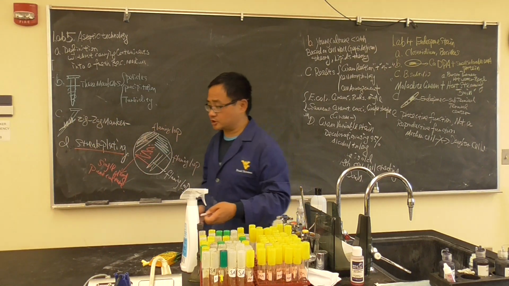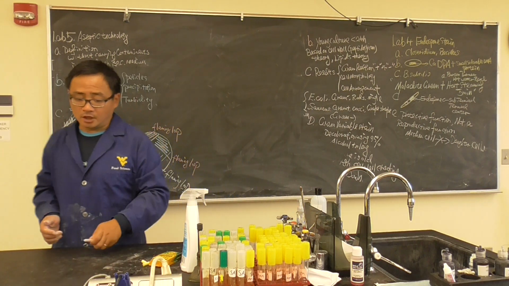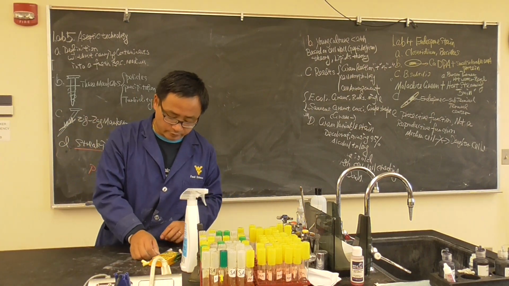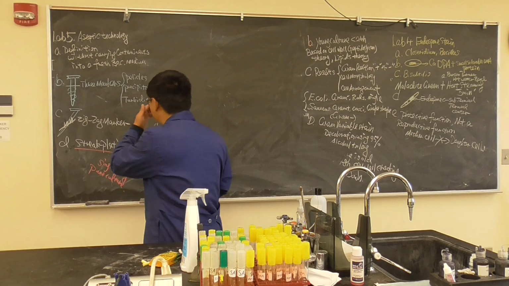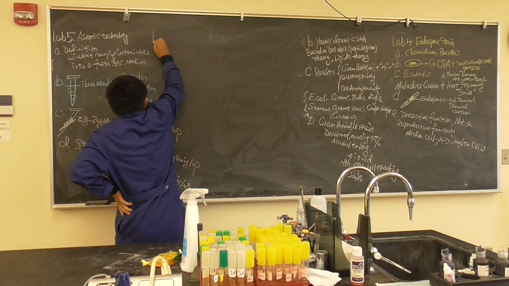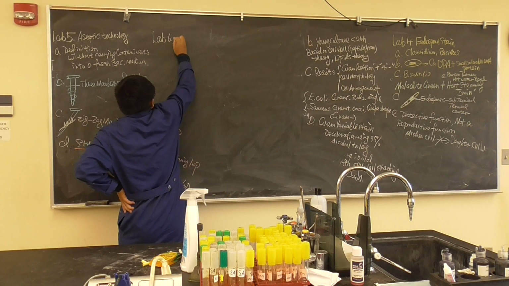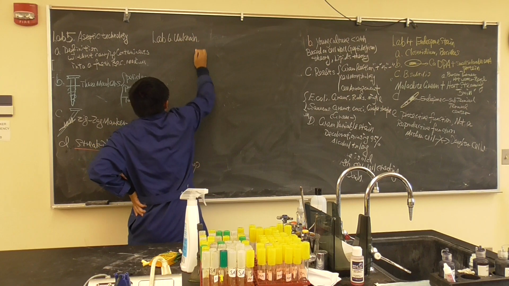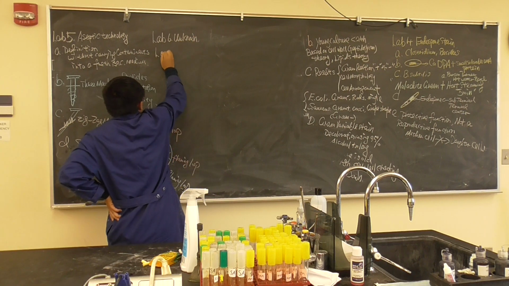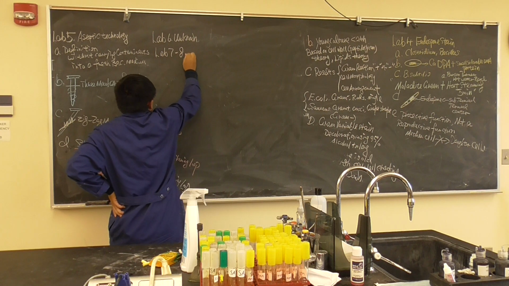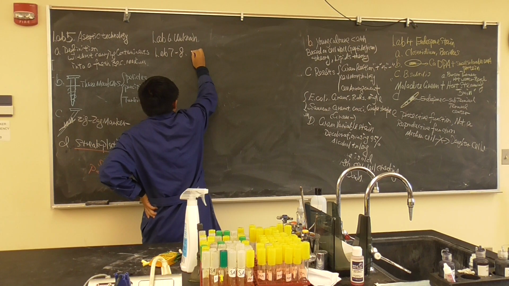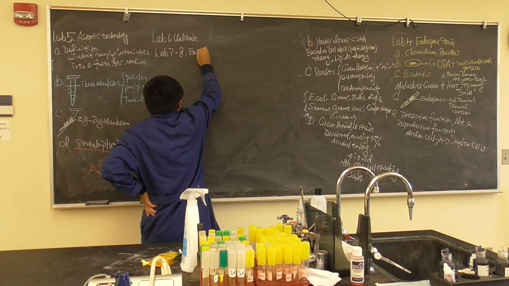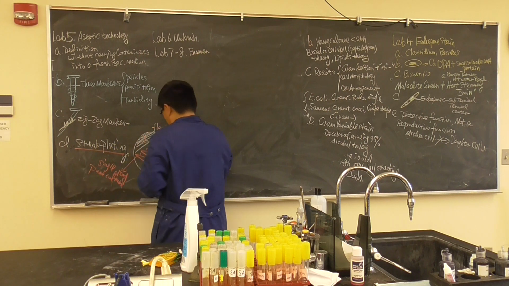Lab 6, we'll just skip it because we did the unknown, and you already gave me the lab report. Lab 6 is unknown. We already talked about that. So lab 7 and lab 8 are about enumeration of bacteria.